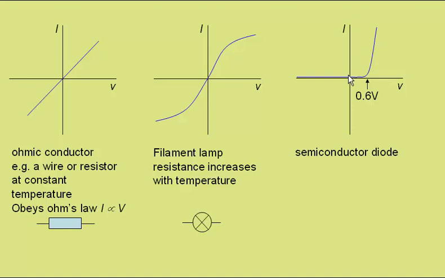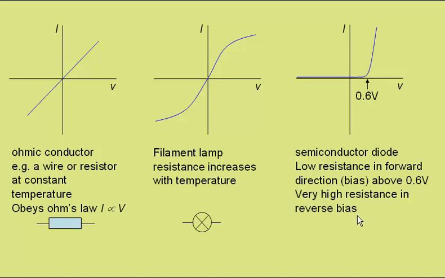However, in the negative direction, however much the potential difference is, we have virtually no current, showing it has a very high resistance in the negative direction. So just to repeat, it has low resistance in the forward direction or forward bias when it is above about 0.6 volts, and it has very high resistance in the reverse direction or reverse bias.